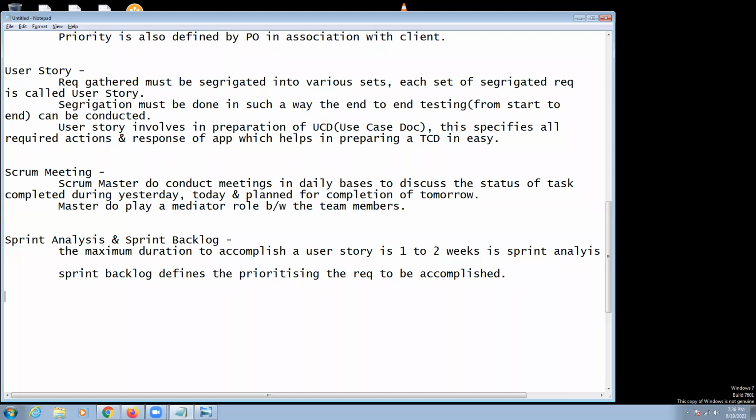And over here, can I say agile is following a pair testing approach?